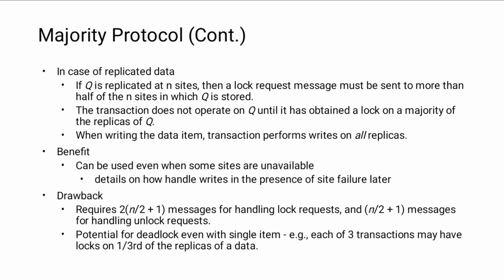So what is the advantage? It can be used even when some sites are unavailable, because we are sending the lock request not to only one site but to a majority of the sites. Next, the drawback. It requires 2 times (n/2 + 1) messages for handling lock requests, because a majority lock should be sent, and (n/2 + 1) messages for handling unlock requests. There is potential for deadlock even with a single item. Each of three transactions may have locks on one third of the replicas of a data item. So the deadlock is not recoverable.